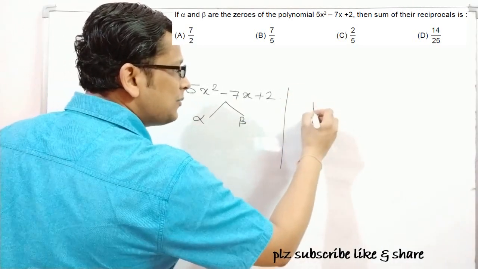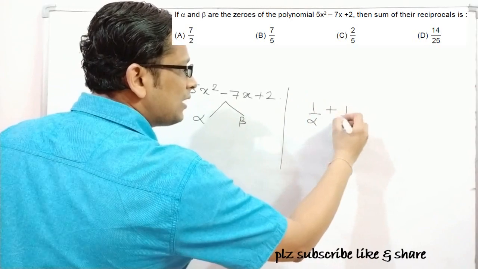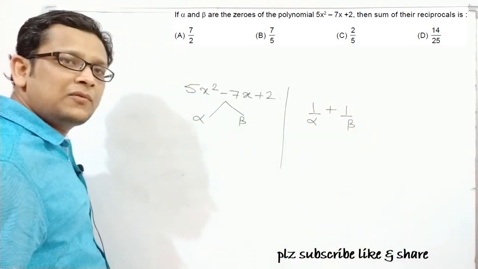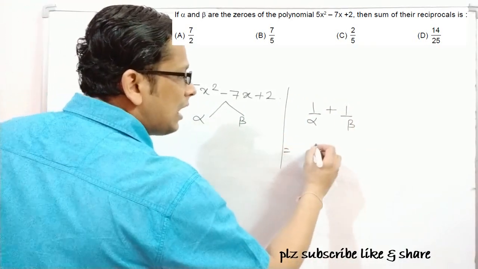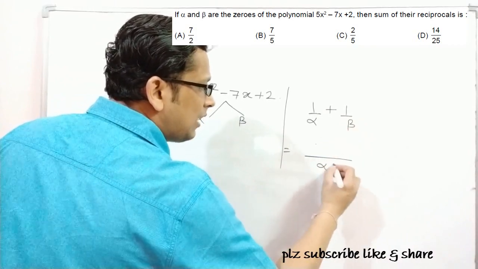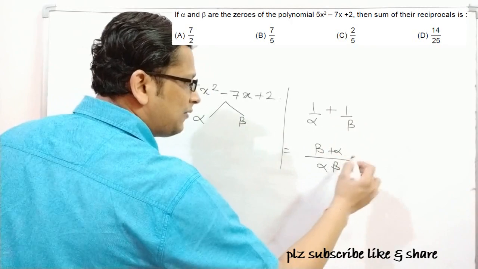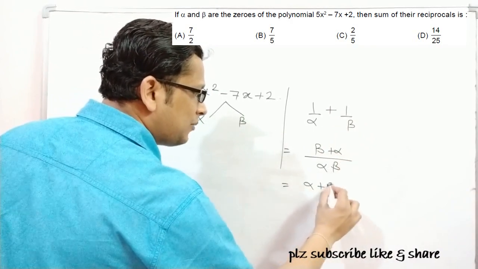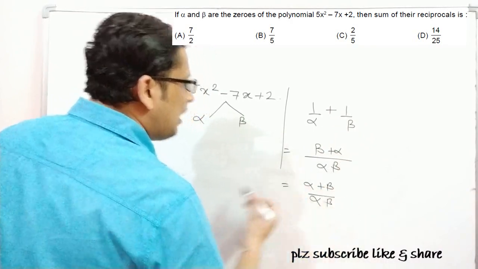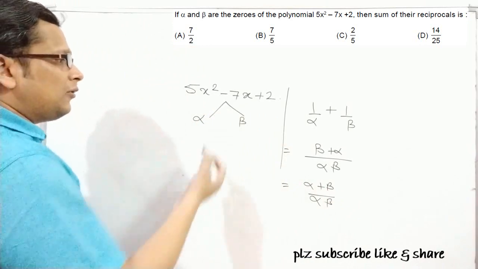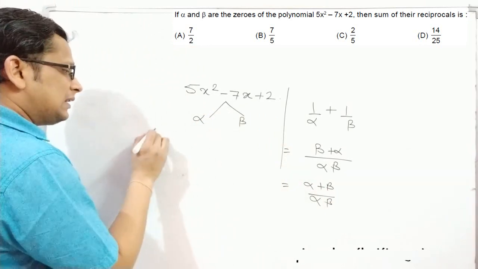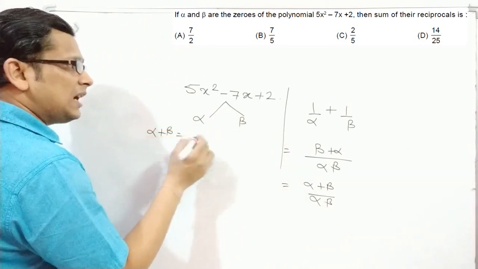The sum of their reciprocals, 1 upon alpha plus 1 upon beta, we have to find out the sum of their reciprocals. That means we have to take the LCM of alpha and beta, and over here beta plus alpha. After rearranging it we get alpha plus beta upon alpha beta, and from this we have to find out the sum of the roots, that is the sum of the zeros, alpha plus beta is equals to what?